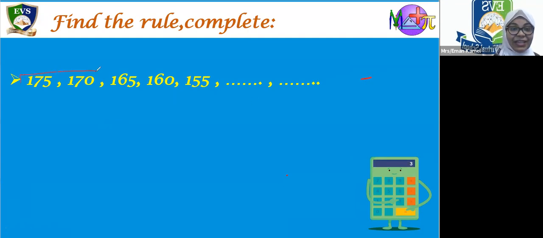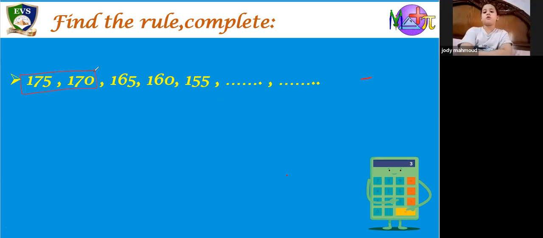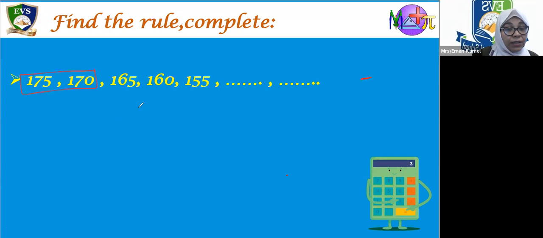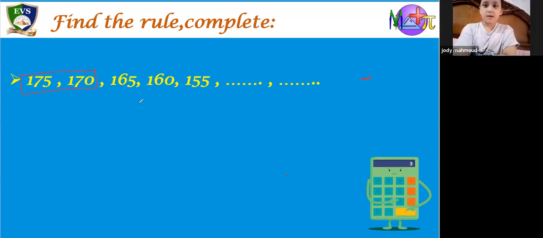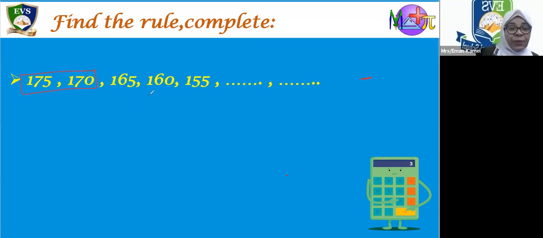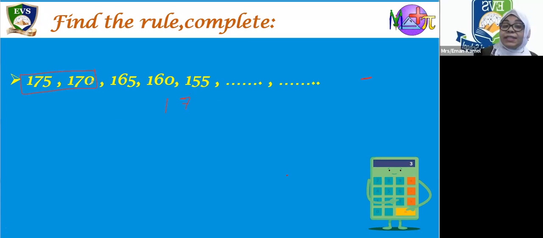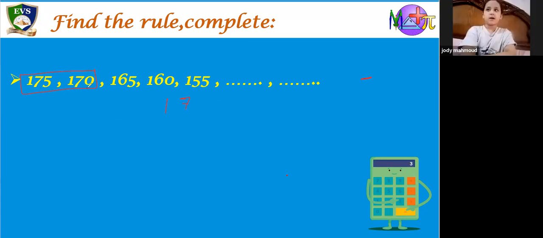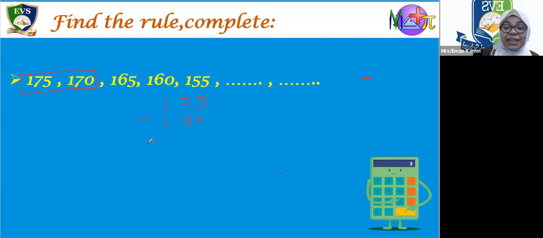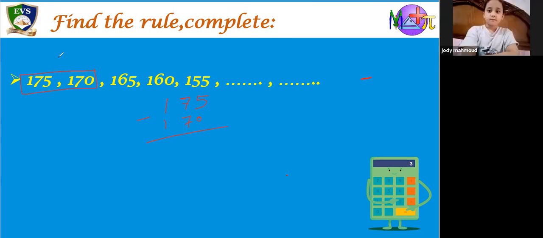Take any two numbers. Start with the greater or with the smaller? Greater. Excellent. What's the greater number? 175 or 170? 175. Yes, minus 170. Thank you so much. Okay, I need someone to continue.